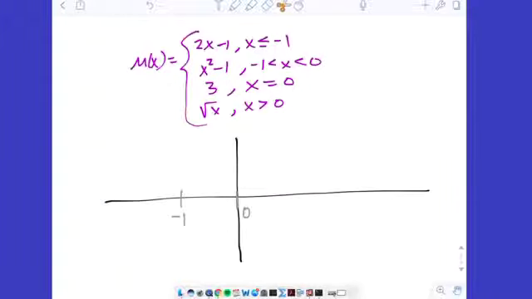Put your x values down, and then, of course, where does one y value end, and where does the next y value begin? Open circles versus solid dots. You will be sketching a piecewise function tomorrow on your quiz. Maybe not 4 pieces like this one.